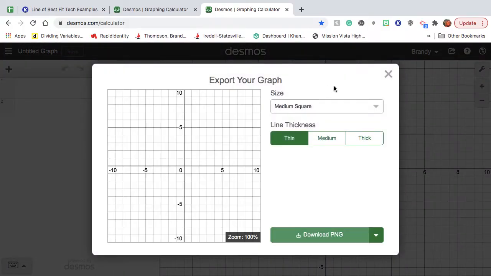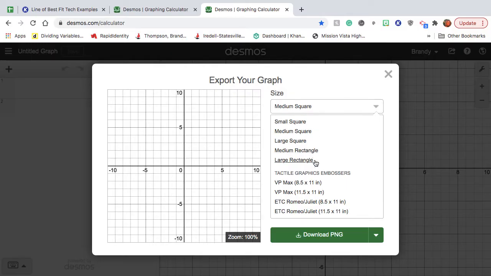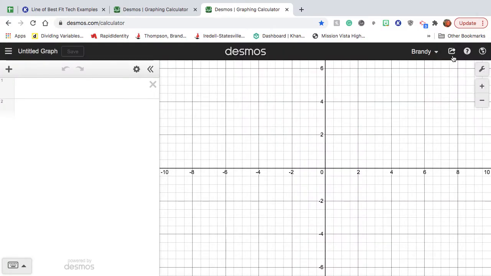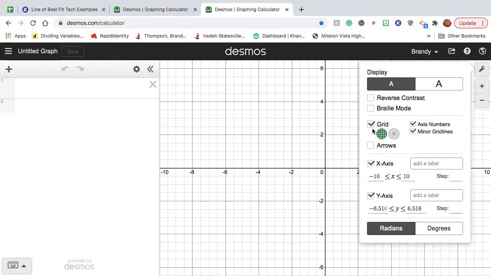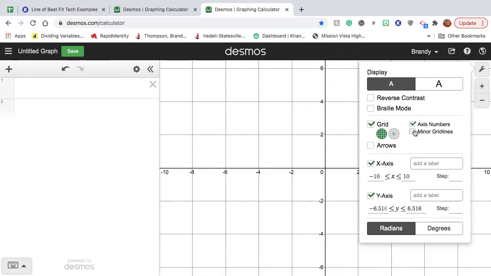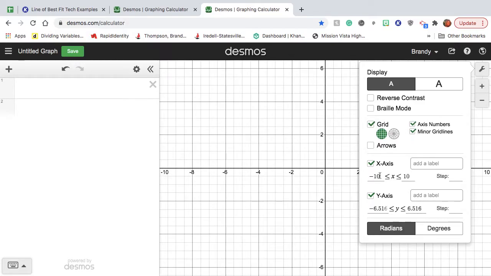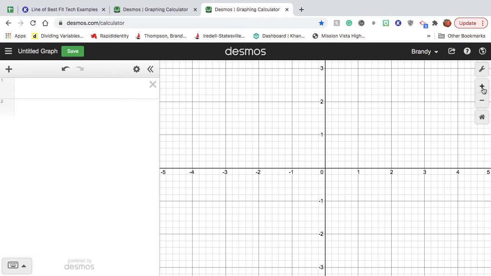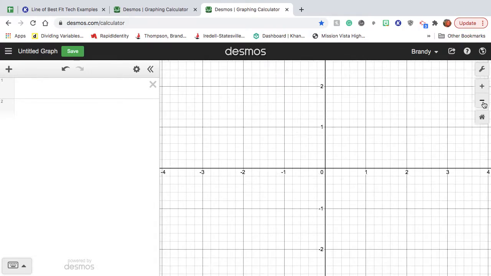You can export image, pick the way you want it to look, and then download as a PNG, and that can be put into a document. The wrench is to help you adjust any grid lines. If you click and take away, you can see what those do. You can also add labels here and adjust the scale, where it starts on the axis and by how much it's counting up. The plus is to zoom in, and the minus, of course, is to zoom out.